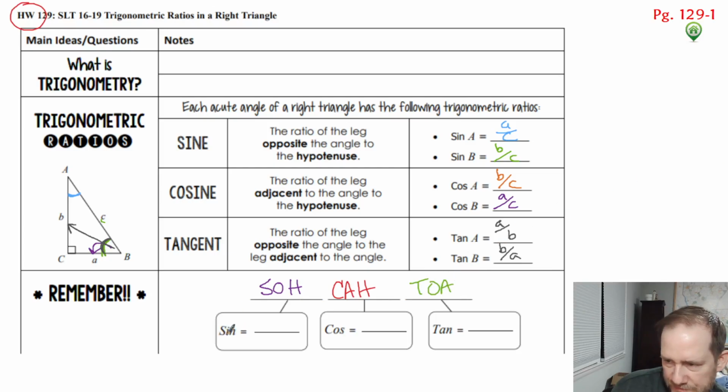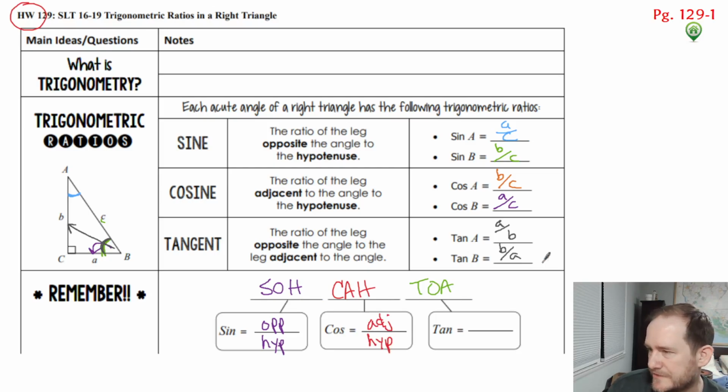So they're saying here, sine, well, the numerator must be the O, which is opposite. The denominator is H, which is hypotenuse. And then similarly for cosine, the numerator is adjacent. The denominator is hypotenuse. For tangent, the numerator is opposite, and the denominator is adjacent. And you really, really have to study that and know that so that you can do well tomorrow.